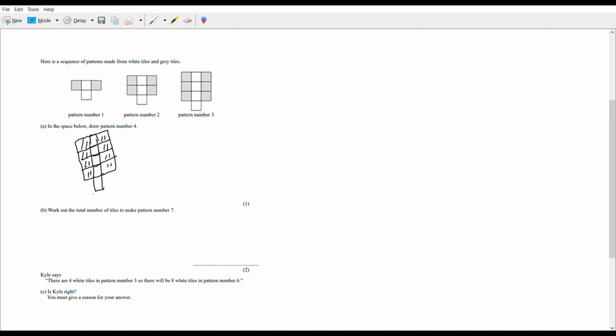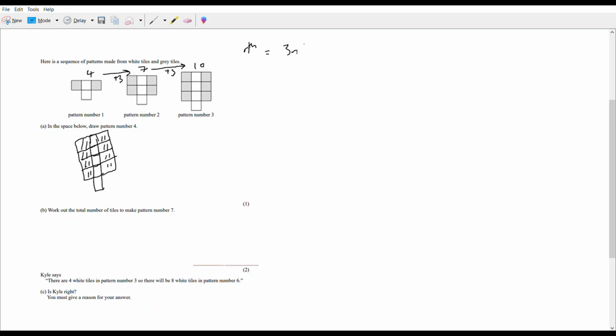And then it says, work out the total number of tiles to make pattern number 7. Don't panic. All you're doing is looking at this and counting how many tiles there are. 4 tiles here, and how many tiles are there here? There's 7 tiles here. How many tiles are there here? There is 10 tiles here. So we can already calculate a sequence because it's 4, 7, and 10. So what's the difference between these two? It's plus 3. And the difference between these two? Also plus 3.